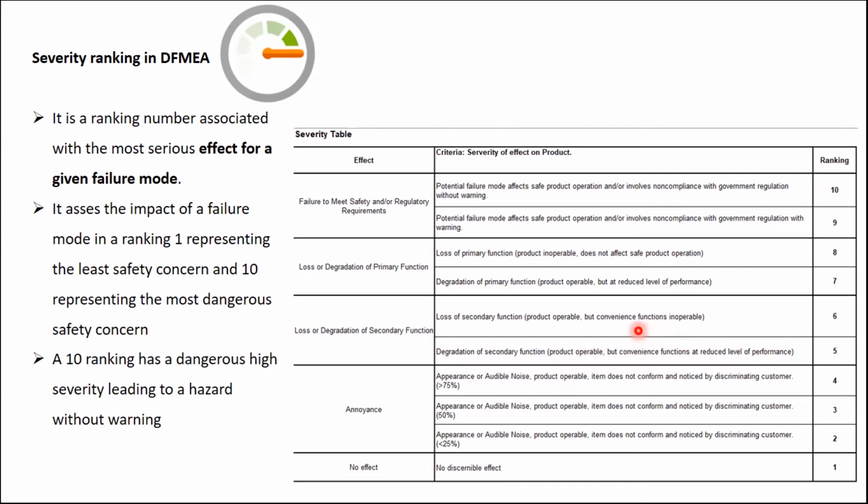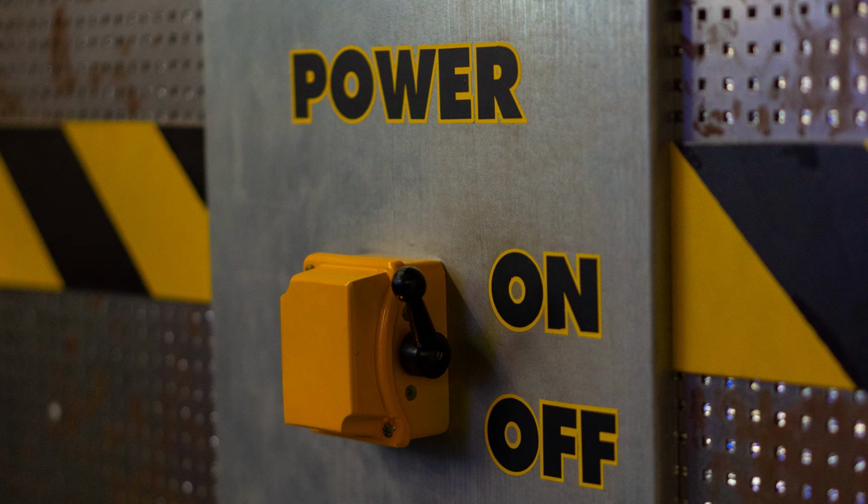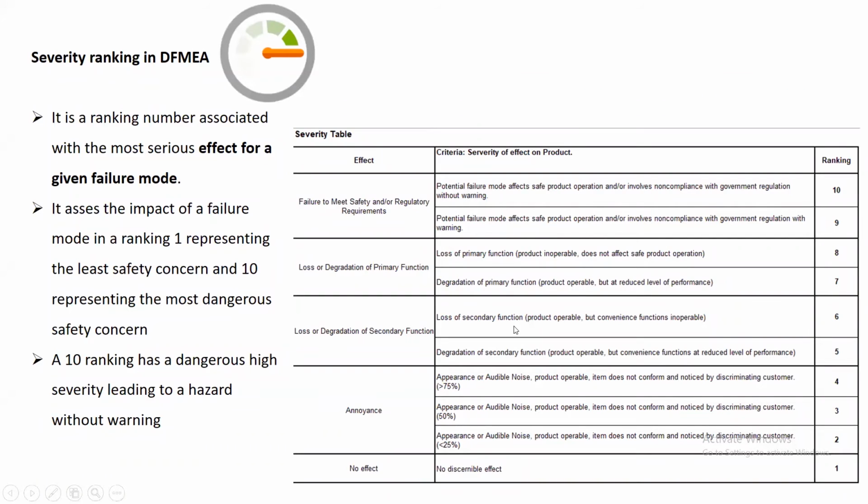So basically what we are trying to categorize is, if we have a switch where the on-off function is working, but the secondary function of smoothness in the switch is not working. On and off of a switch can be categorized as the primary function, and the smoothness while you turn the switch on and off can be categorized as a secondary function. So this clearly states that the primary function is working, but the secondary function has certain issues where the customer or end user feels a little annoyed. So that can be ranked as 5 and 6.